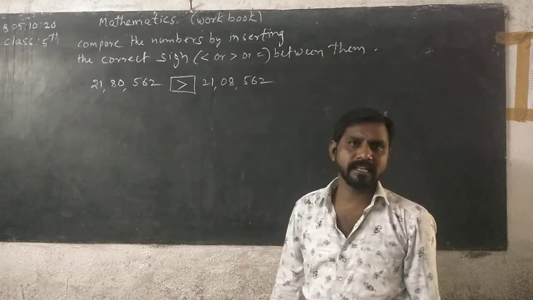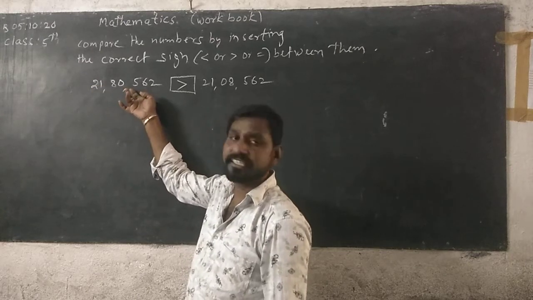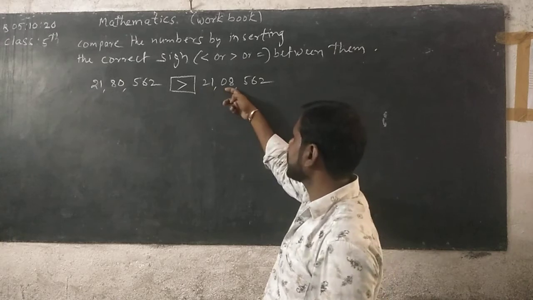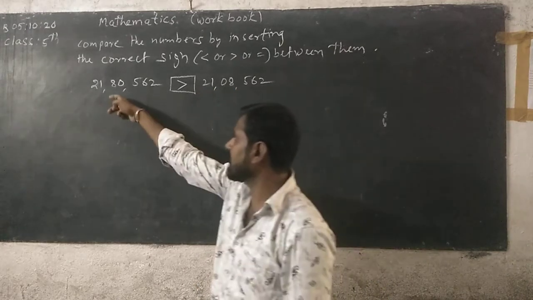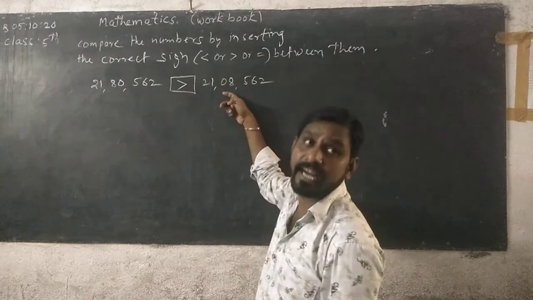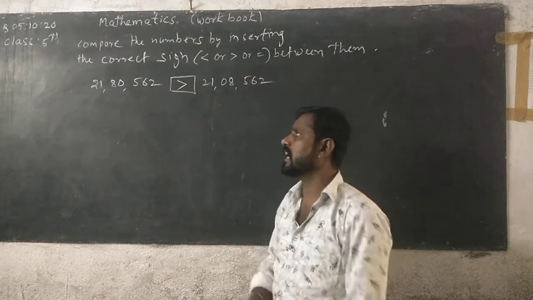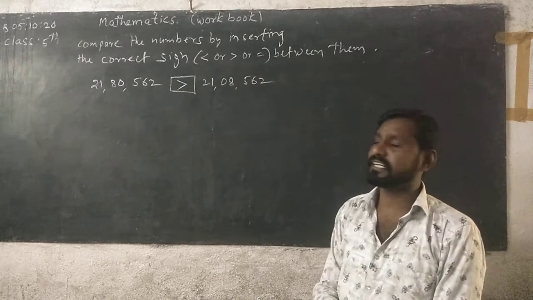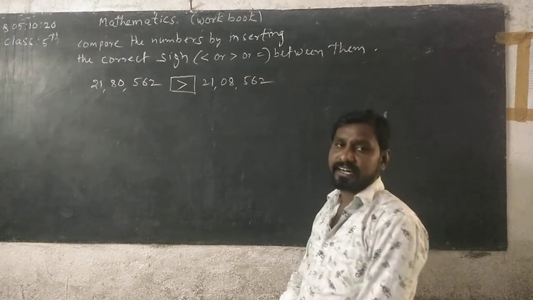Or another way is there. 21,80,562 and 21,08,562. Here 21 lakh is the same. Here 80,000, here 8,000. 80,000 is greater than 8,000. So then you can write 21,80,562 is greater than 21,08,562.